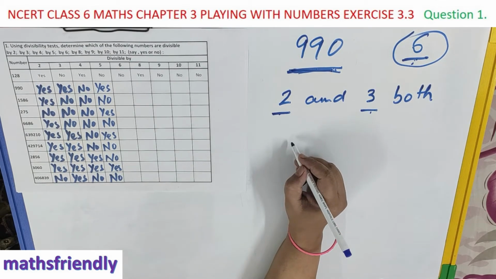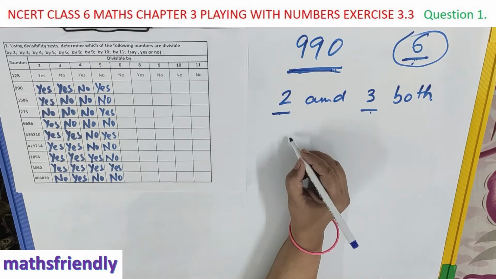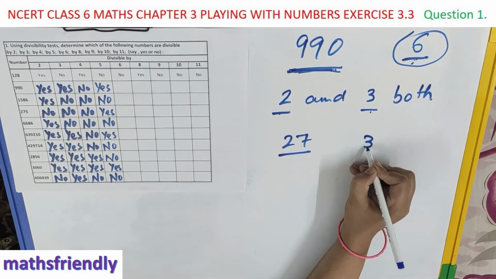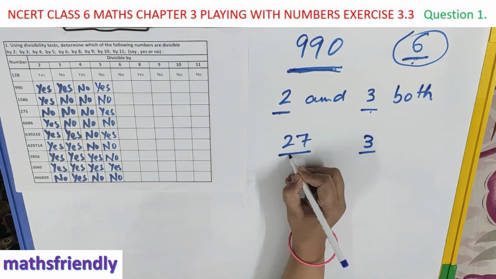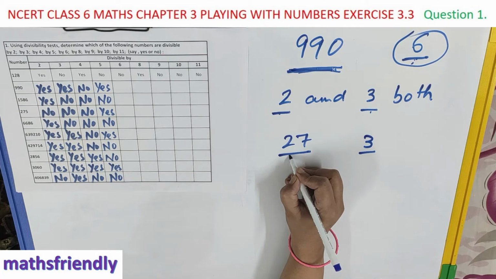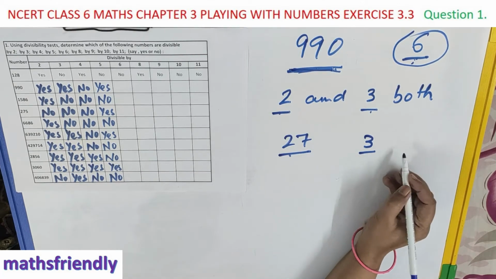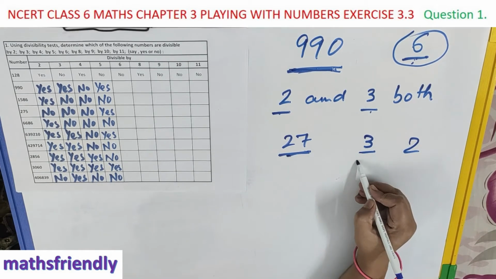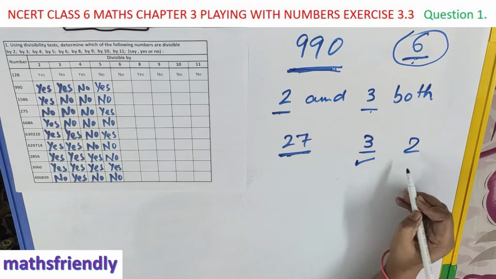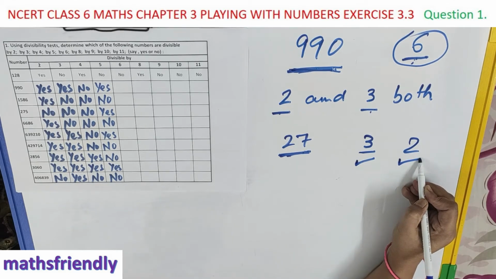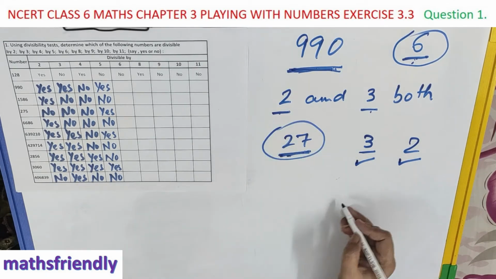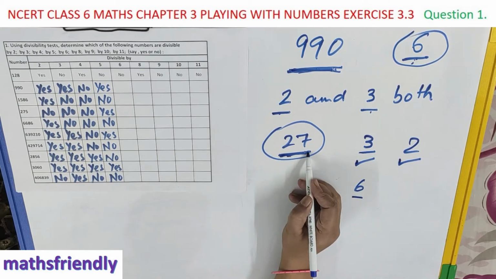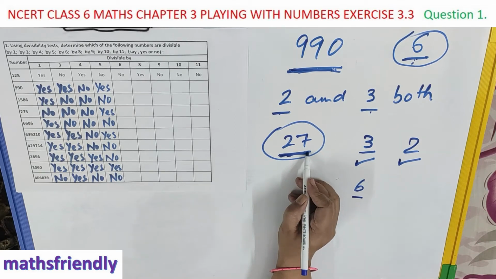See, 27. This number is divisible by 3, right? But is this number divisible by 2? No, this number is not divisible by 2. So this number is divisible by 3, but this number is not divisible by 2. So this number will not be divisible by 6. Yes, this number is not divisible by 6. Since it is a small number, we can very easily say that yes, it is not divisible by 6.